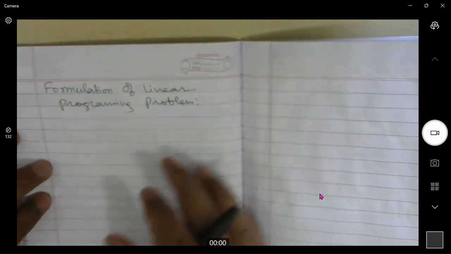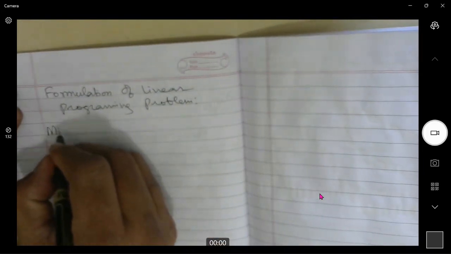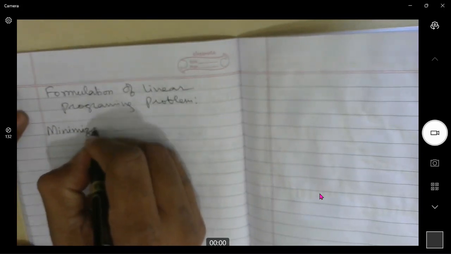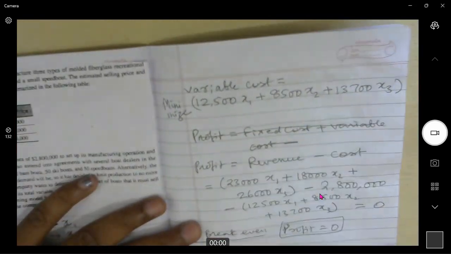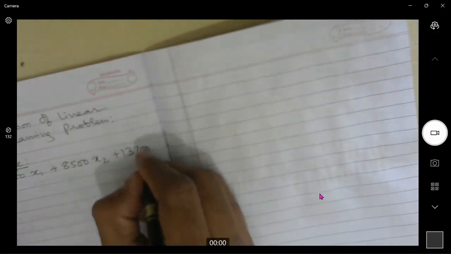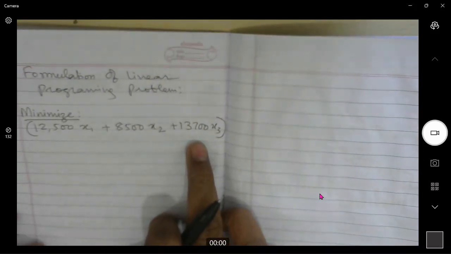Okay, so let's once again do the formulation. So here I have to minimize. Okay, so what I have to minimize? Same thing, I will just repeat the same thing: 12,500 x1 plus 8,500 x2 plus 13,700 x3. So this is what I have to minimize.